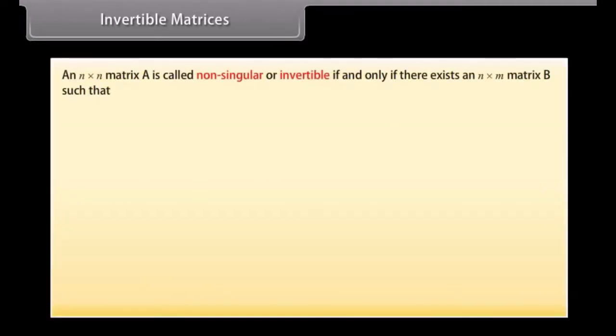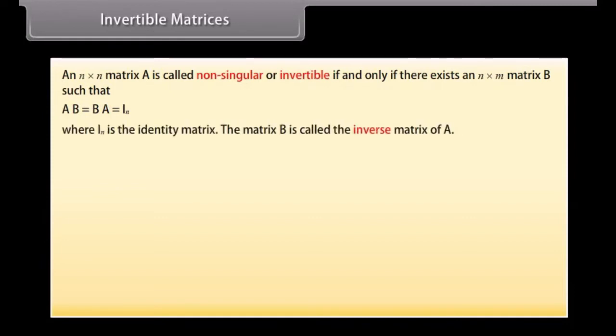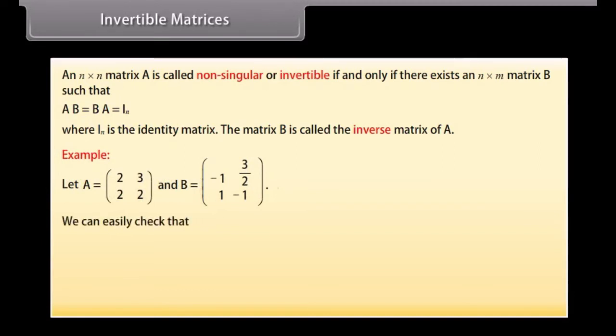Invertible matrices. An n by n matrix A is called non-singular or invertible if and only if there exists an n by n matrix B such that AB is equal to BA is equal to I N, where I N is the identity matrix. The matrix B is called the inverse matrix of A. Look at this example. Here A and B are given. We can easily check that AB is equal to BA is equal to identity matrix.